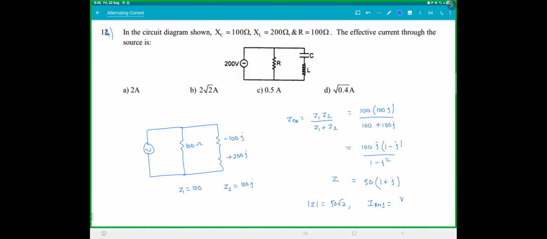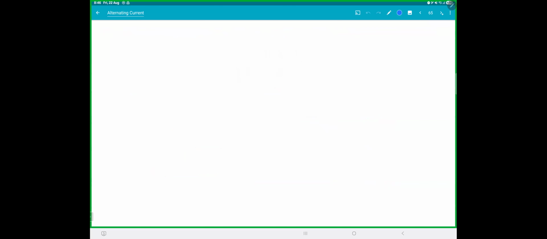IRMS will be VRMS. See, the number 200 is given, means it's an RMS value. Which is 200 by 50 root 2, 2 root 2. So effective current is basically RMS. Clear with this? And this thing will be VRMS. I told you, you see an AC ka symbol and they're giving a constant number, they're talking about RMS values. Any doubts on this?